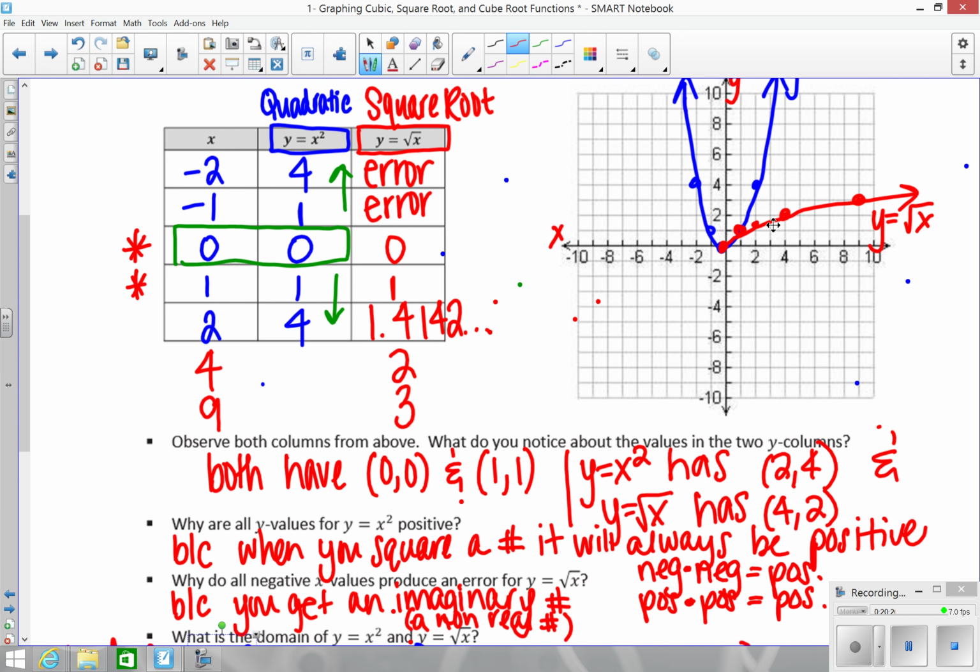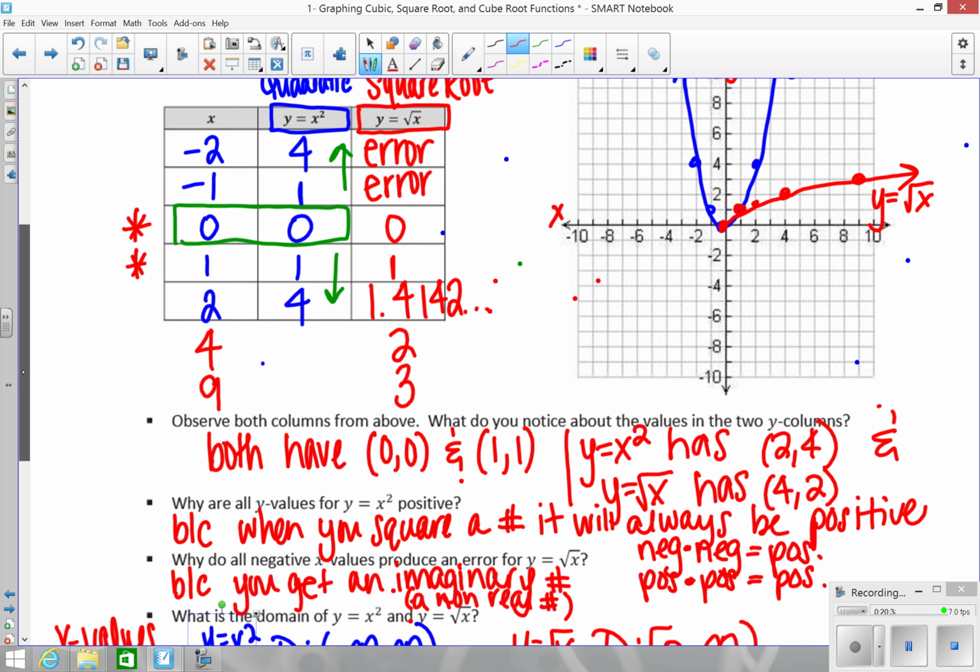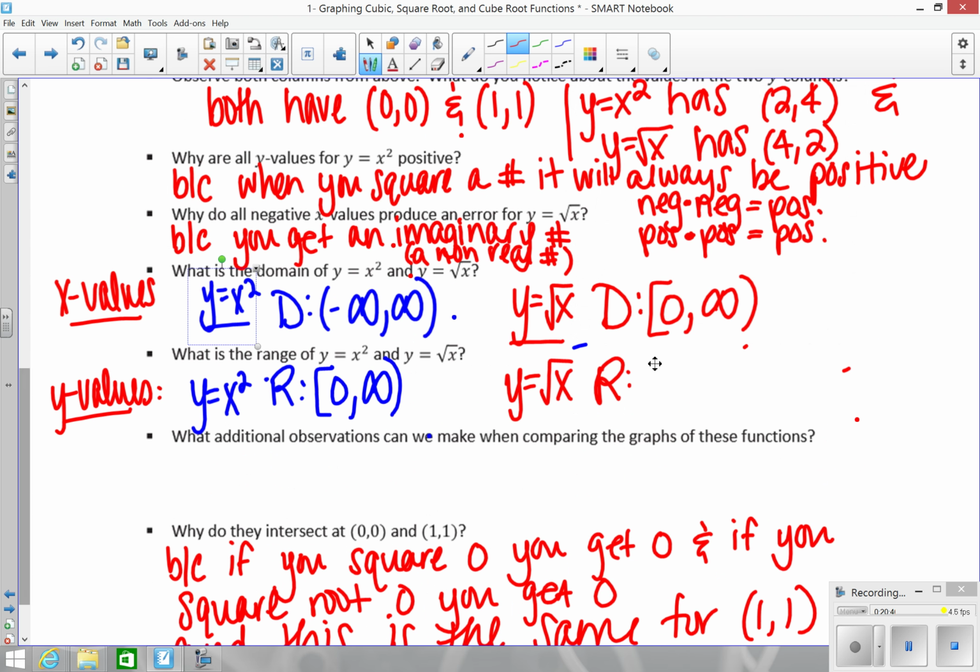Same thing with y equals the square root of x. It's going to start at 0 and it's going to keep on growing. Now it kind of looks like it levels off, but it's really going to keep on increasing up. It just looks flat, but it's going to slowly increase. So it'll slowly include all positive numbers. So again, the range is going to be from 0 to infinity.